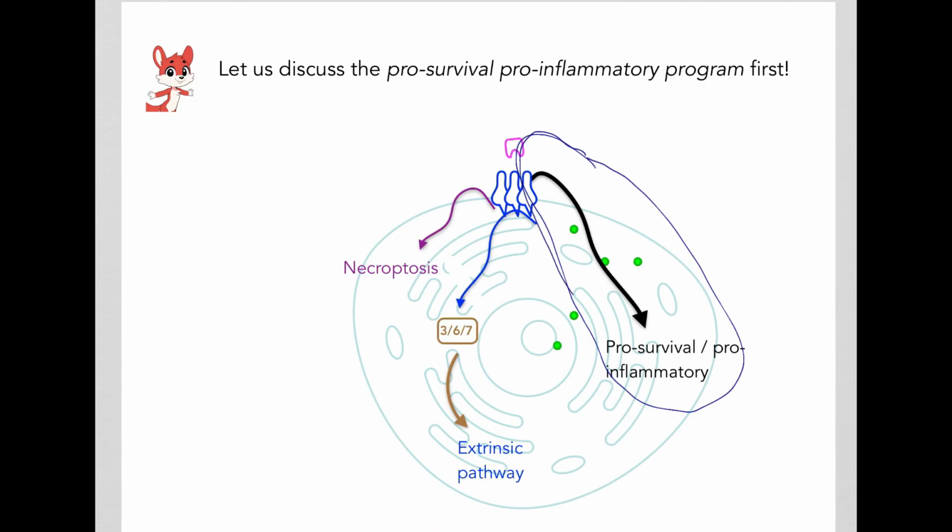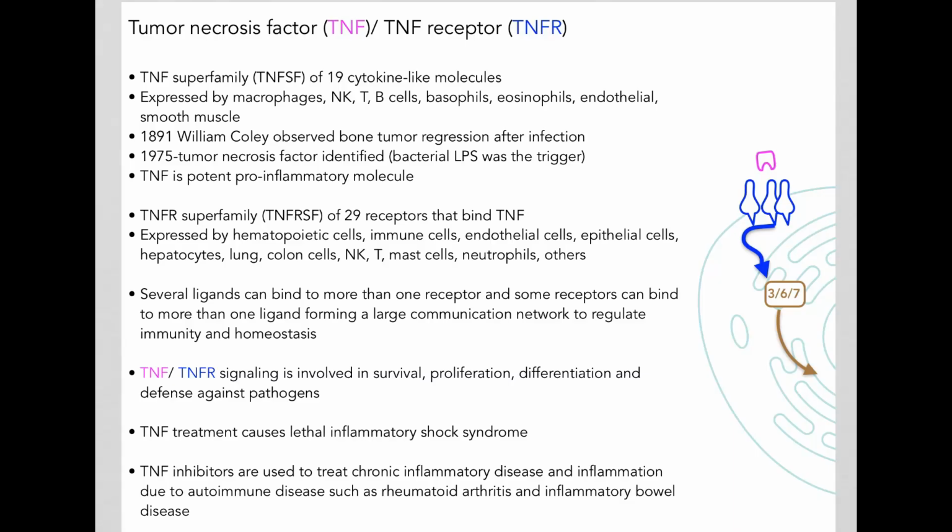Okay, so this is the program. We'll talk about this first, and then we'll look at how the cell can go through this pathway or even through necroptosis. The actual necroptosis pathway we'll talk about in a future video. Before we discuss the pathway, let's look at some general points about the ligand tumor necrosis factor and their receptors, the TNF receptors.